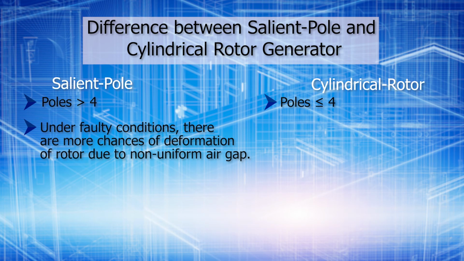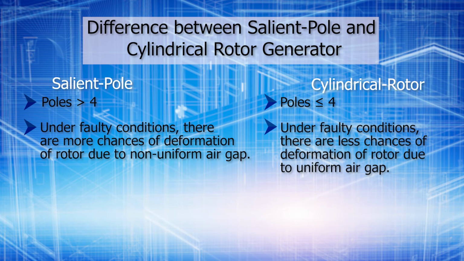Now in case of salient pole, under faulty conditions, there are more chances of deformation of rotor due to non-uniform air gap. As I have told you, it will face the air friction, air resistance. So there are chances of deformation of rotor. In case of cylindrical rotor, under faulty conditions, there are fewer chances of deformation because you are having the smooth surface and uniform air gap there.